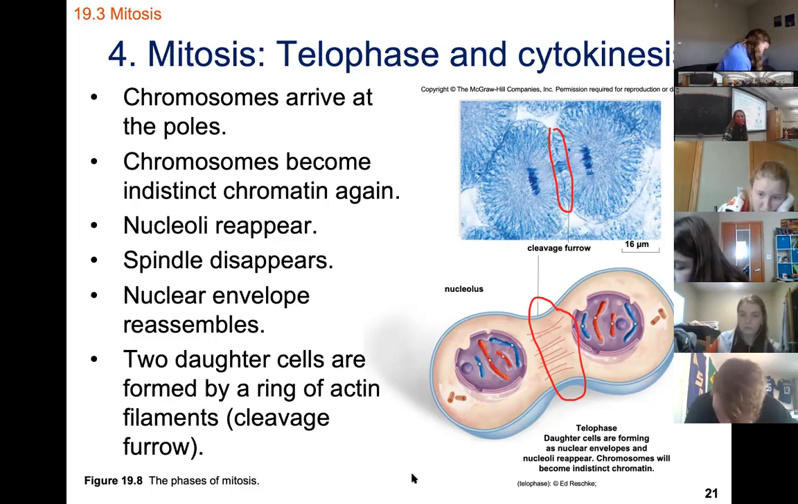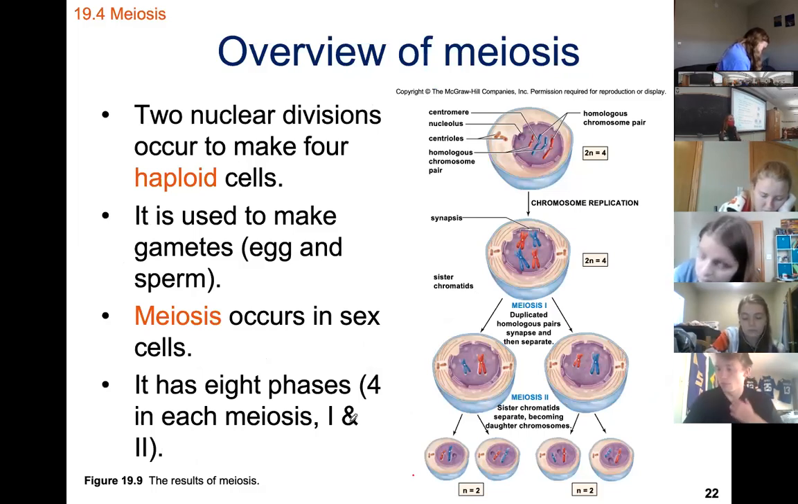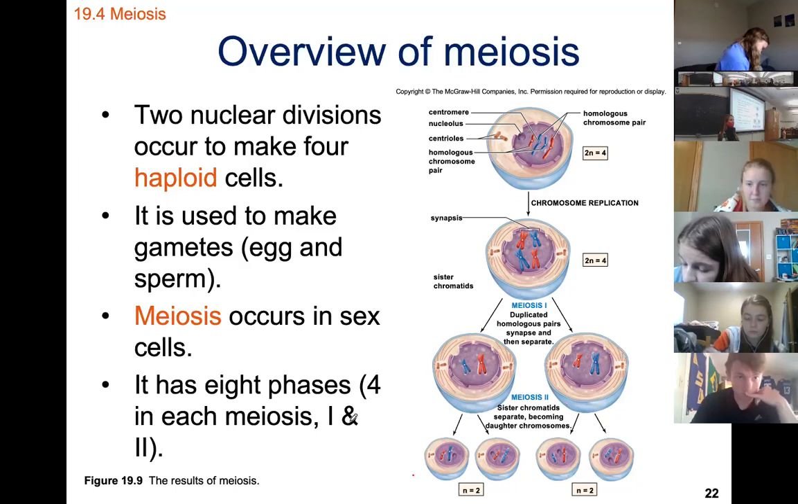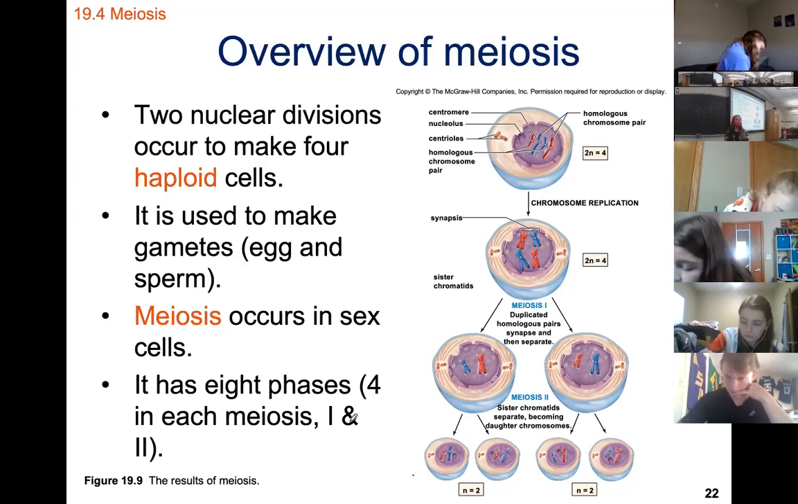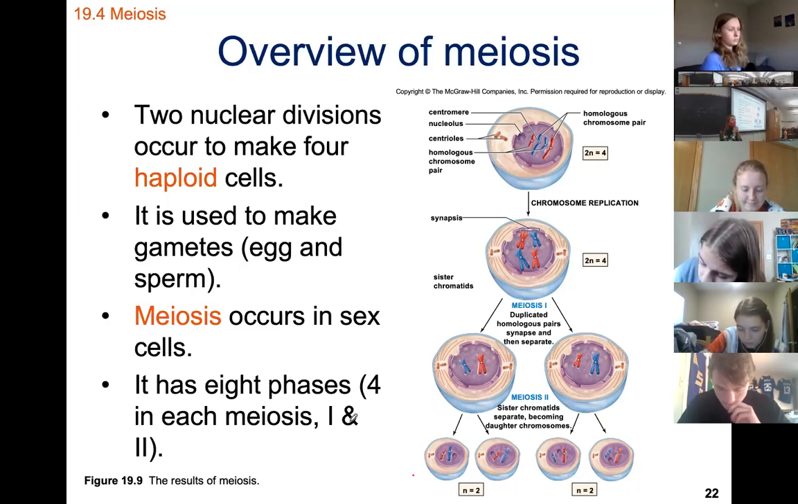So now that we talked about mitosis, let's talk about meiosis. Meiosis is the nuclear division that occurs to make 4 haploid cells, okay? In mitosis, we make 2 identical daughter cells. They're the exact same, and we end up with 2 of them. With meiosis, we end up with 4 haploid cells, and there may be some genetic diversity here, so they may not be identical, okay? It is used to make gametes, which are another word for sperm and egg cells. Like it says, it occurs in the sex cells, and it has 8 phases.